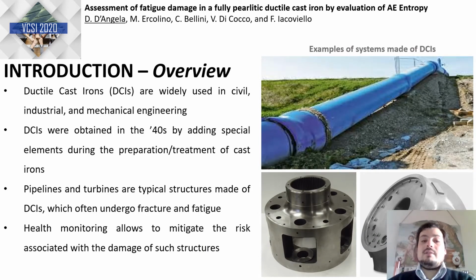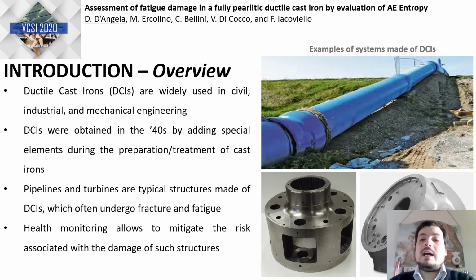Ductile cast irons are widely used in civil, industrial, and mechanical engineering. They were obtained in the 40s by adding special elements like magnesium to the preparation and treatment of cast irons. Pipelines and turbines are typical structures made of ductile cast irons, which often undergo fracture and fatigue. Health monitoring allows to mitigate the risk associated with the damage of such structures.